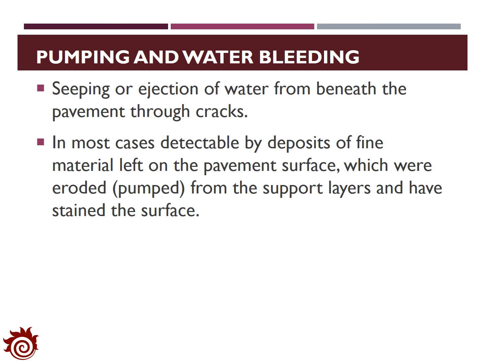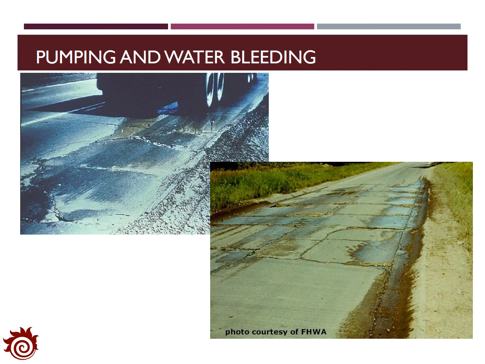Rigid pavement will also experience pumping and water bleeding issues, and this issue is generally characterized by seeping or ejection of water from beneath the pavement through cracks. The issue can be easily detected by deposits of fine materials left on the pavement surface. These two figures demonstrate examples of pumping and water bleeding effect under rigid pavement.